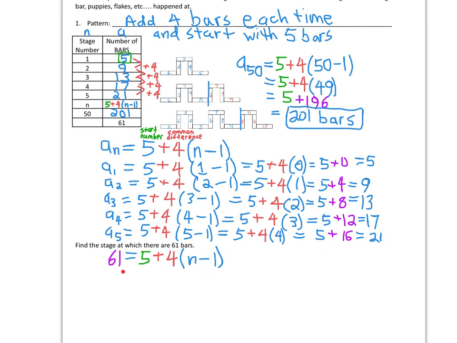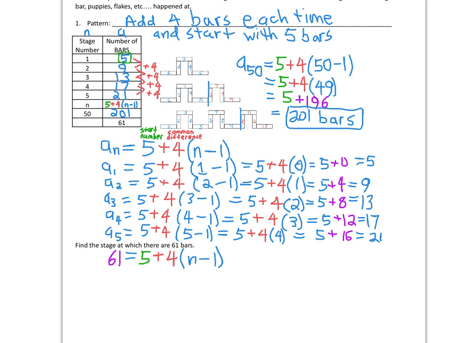I have 61 equals 5 plus 4 times quantity of n minus 1. Notice that my answer here is 61. What I'm trying to do now is figure out, well, what would n be so that my answer is 61? Take a moment, try to figure that out.